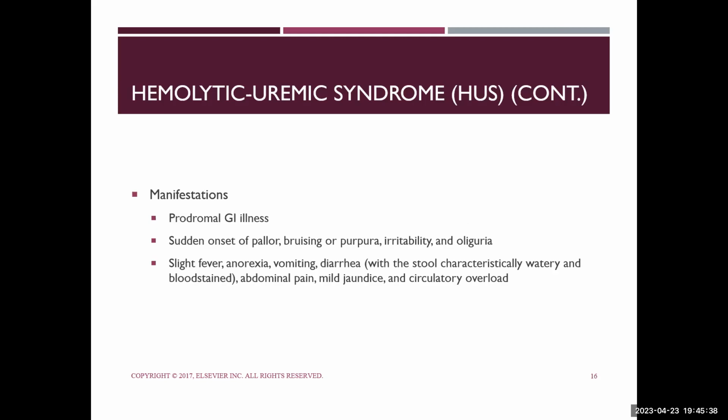You start with a GI illness almost always. So you have the first signs of anemia and places where you have clots in the skin. So you get purpura, bruising, pallor, oliguria, and then later you get fever, vomiting, diarrhea with the characteristic watery blood-stained stools, abdominal pain, mild jaundice, circulatory overload because the kidneys aren't working.